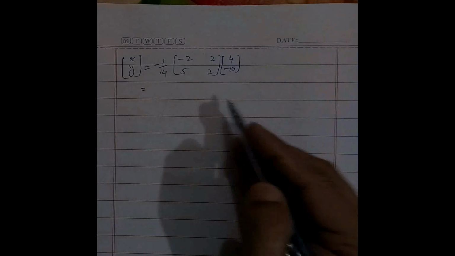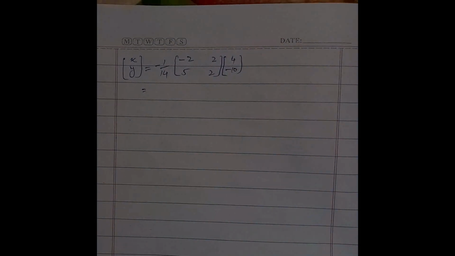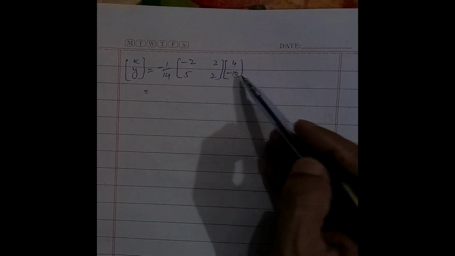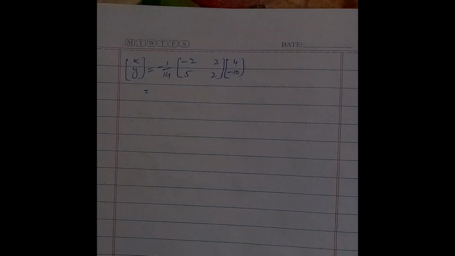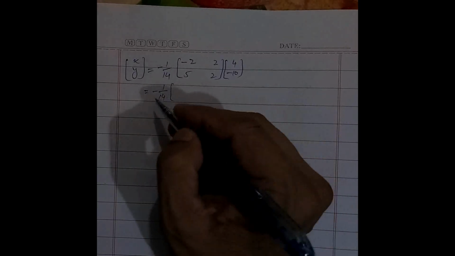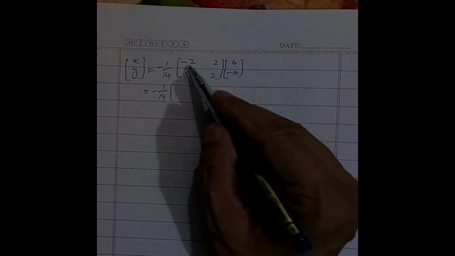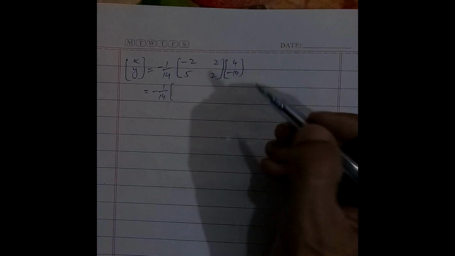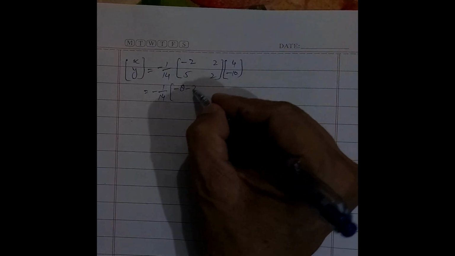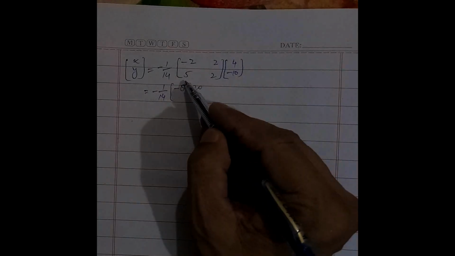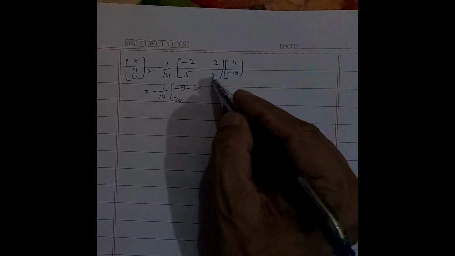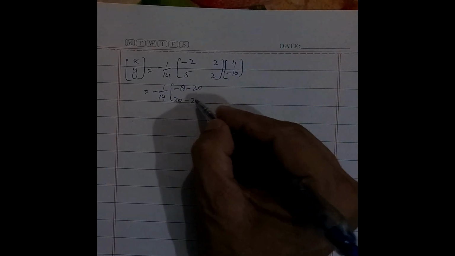So we first multiply these two matrices. Before multiplying, the rule is that the number of columns of the first matrix and the number of rows of the second must be equal. They are both equal and conformable for multiplication. So we multiply them. First write -1 over 14 into the first row with the first column: -2 multiplied by 4 is equal to -8, and 2 multiplied by -10 is equal to -20. The second row with the column: 5 multiplied by 4 is equal to 20, and 2 multiplied by -10 is equal to -20.